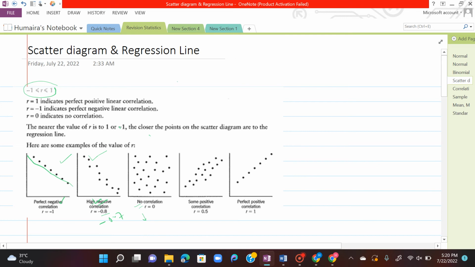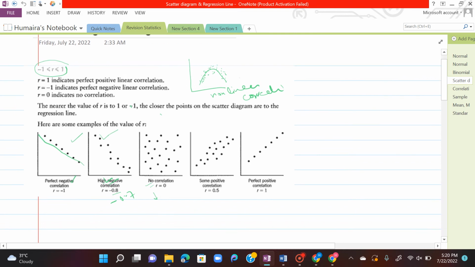But for example, if I have a diagram where the scatter points are something like this, although it's neither positive nor negative, it's making some non-linear pattern. So it's a non-linear correlation, meaning the correlation is not existing in a linear form. There are again many varieties of non-linear, but we are not going into depth. So this is the concept of the scatter diagram. It tells us about the relation between the two variables.